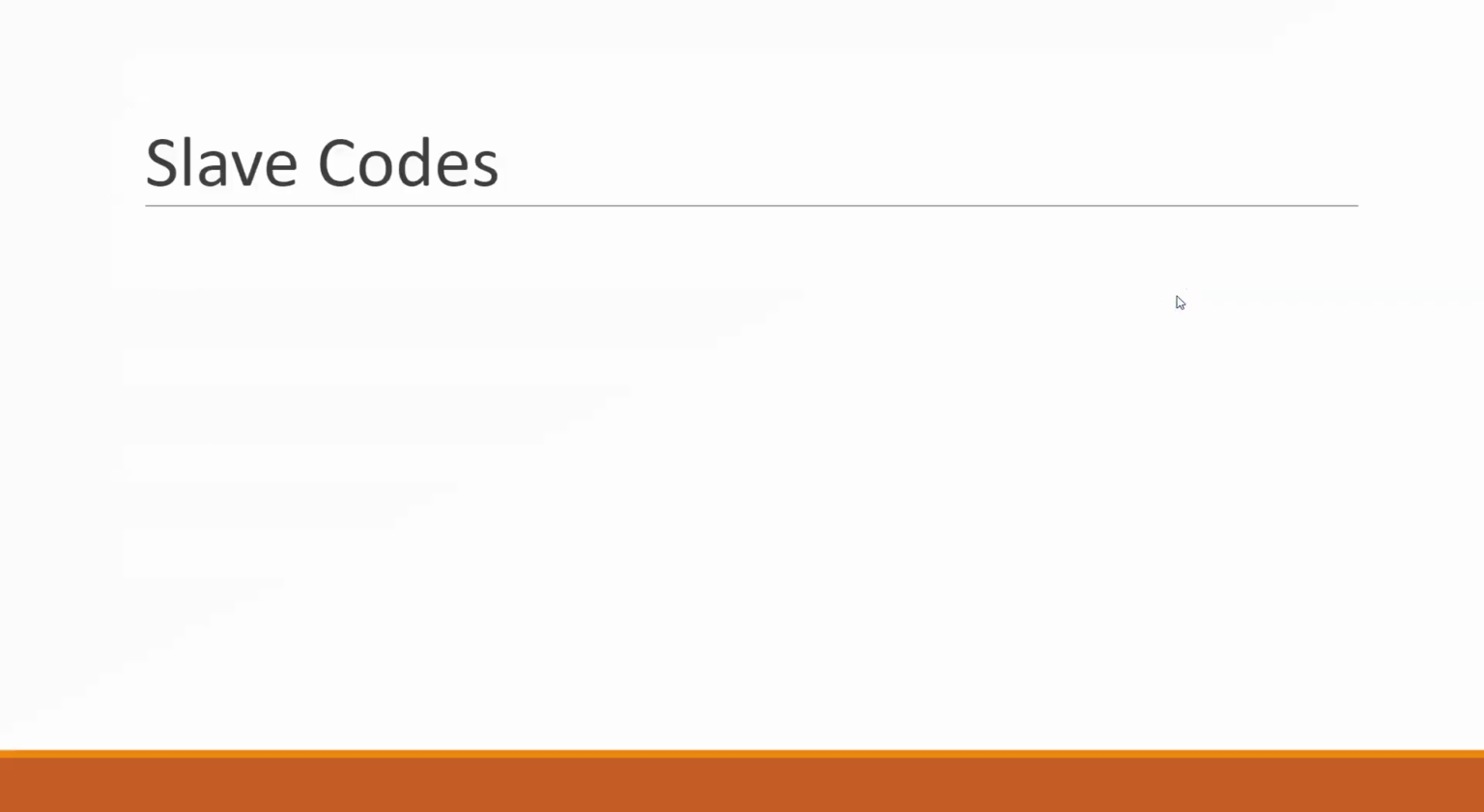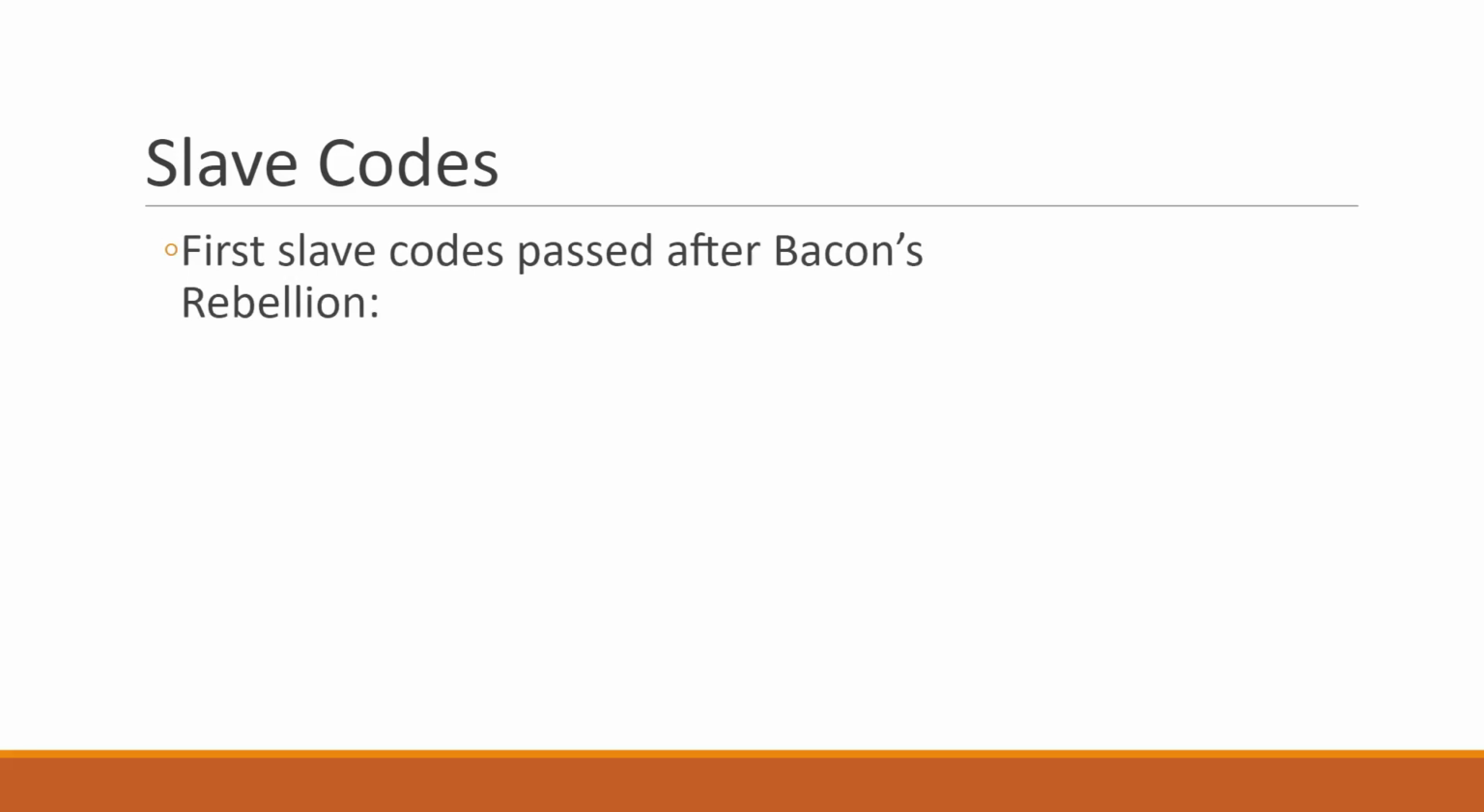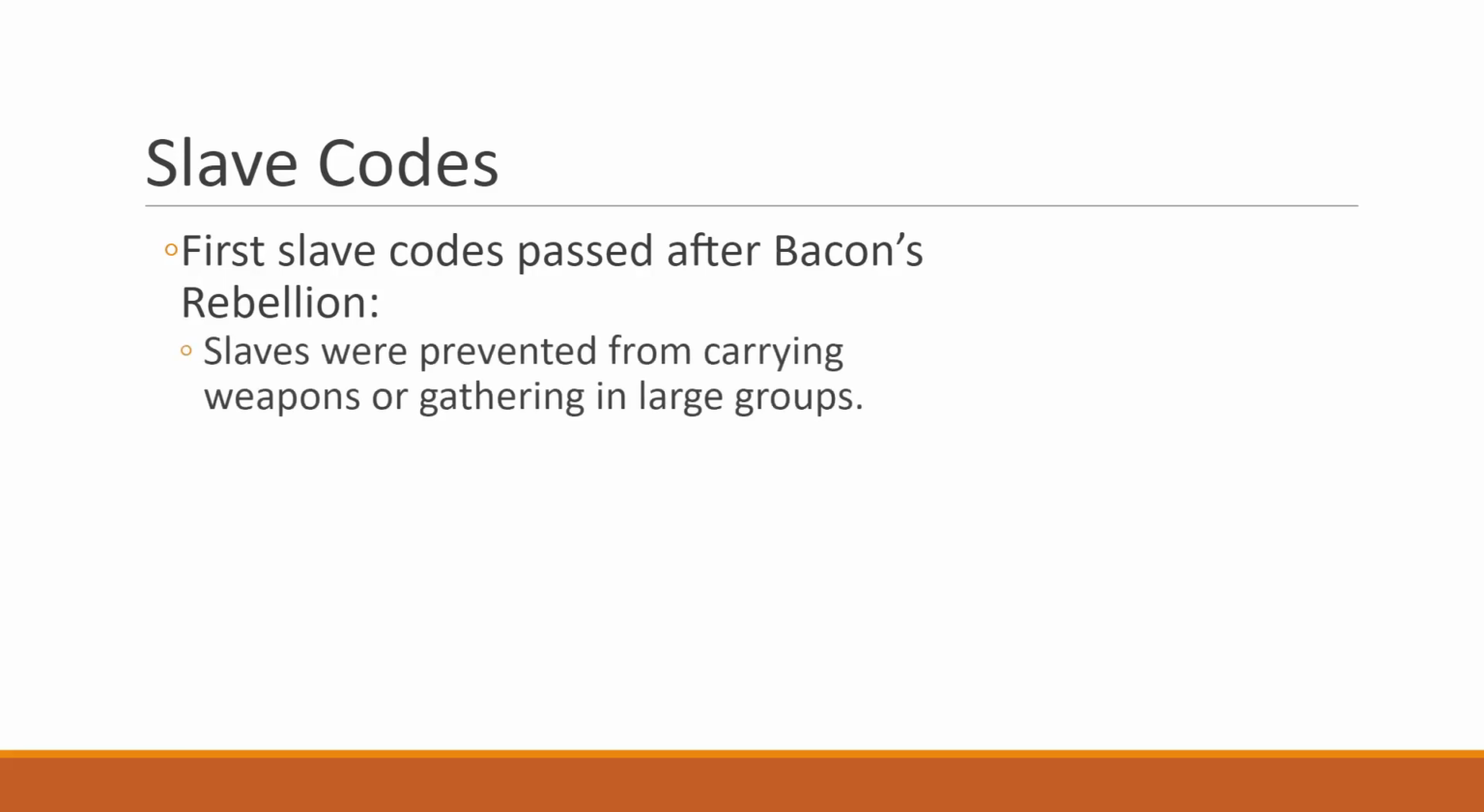Very last thing I want to talk about is the slave codes. These are laws that basically say what a slave can and cannot do. And it's after Bacon's Rebellion that the first slave codes are passed. There are two that are passed in the early 1680s. One states that slaves are not allowed to carry weapons or gather in large groups. This obviously would make it more difficult for the slaves to rebel if you can't carry guns or you can't gather to plan a rebellion.